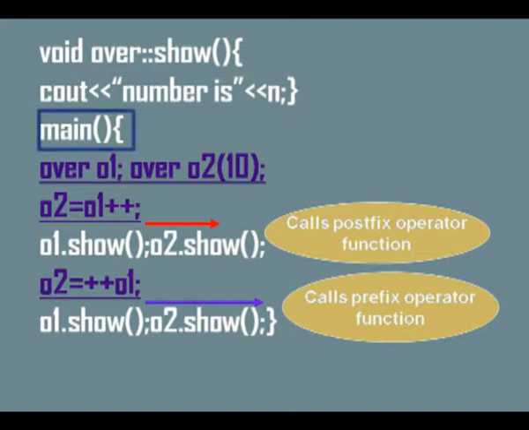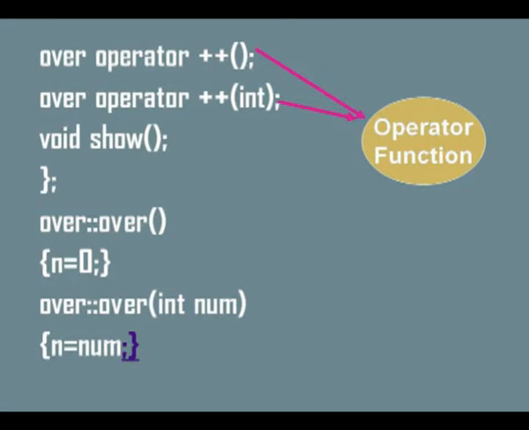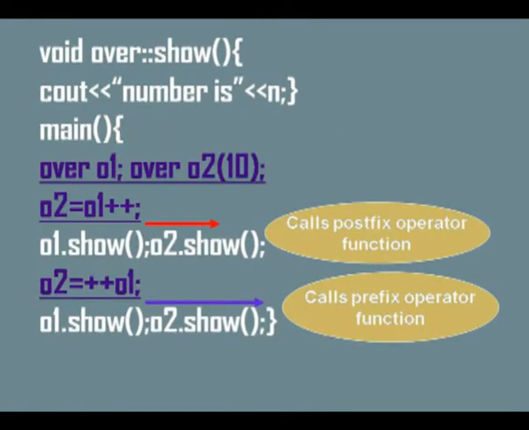Now from this main function only, the execution of the class begins. So first you are creating the first object O1. We know that as soon as an object is created, the compiler will call the constructor. Here there is an object with no argument, here there is an object with one argument. So when the compiler sees this, it will call this particular constructor, initialize the first object's data member to 0, and the second object's data member to whatever number was passed over here. So O1 will have the value 0 for n and O2 will have the value 10 for n.